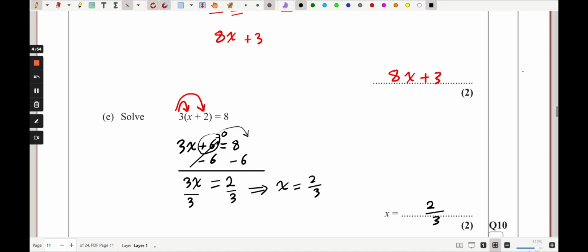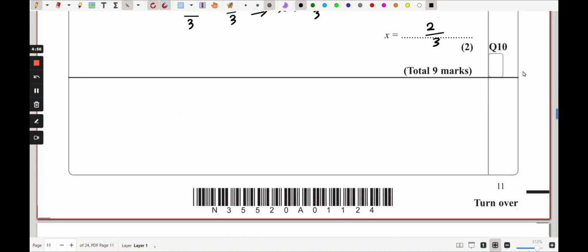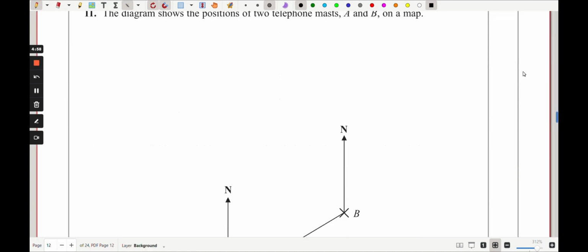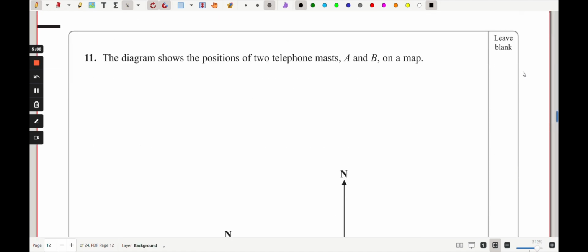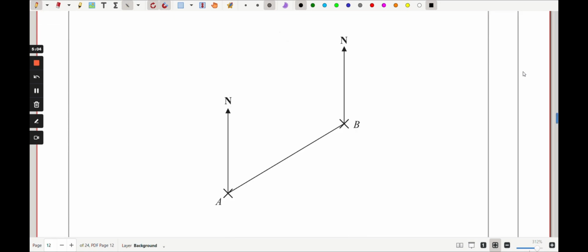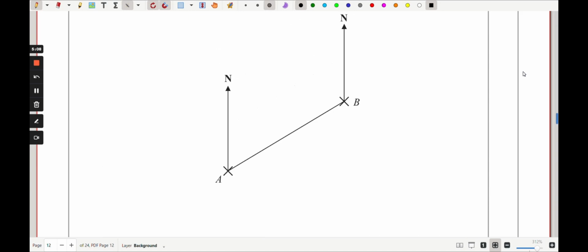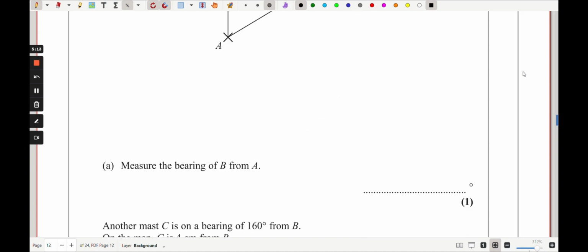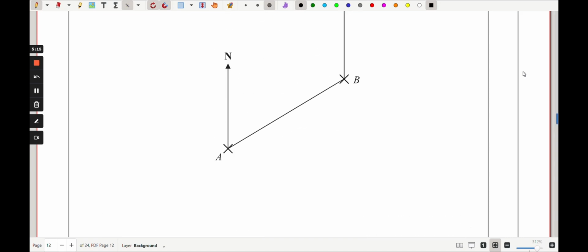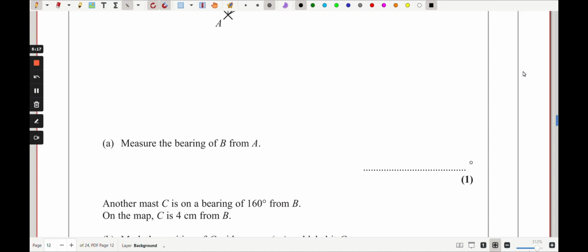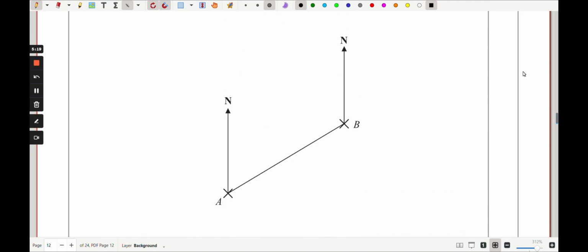Now question 11 here, bearing. The diagram shows the positions of 2 telephone masts A and B on a map. Here they are. Now measure the bearing of B from A. The bearing from A.